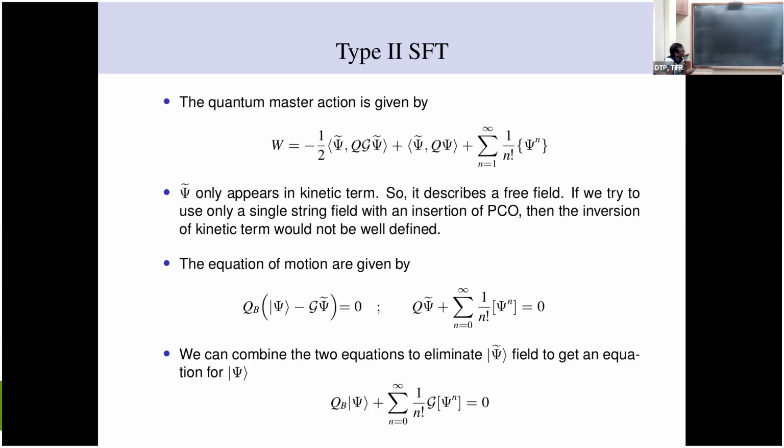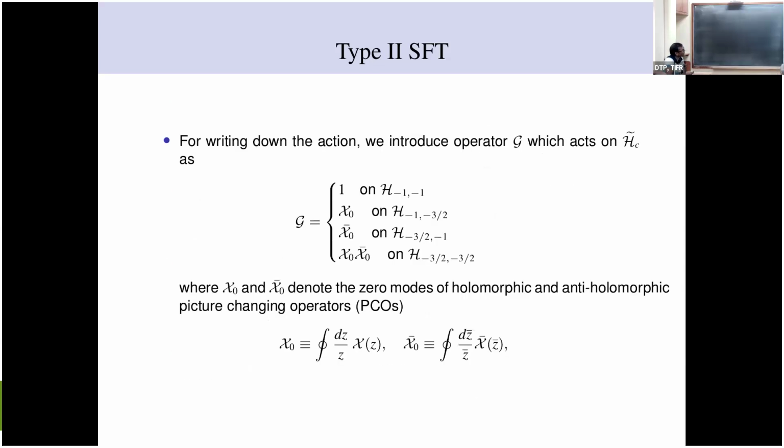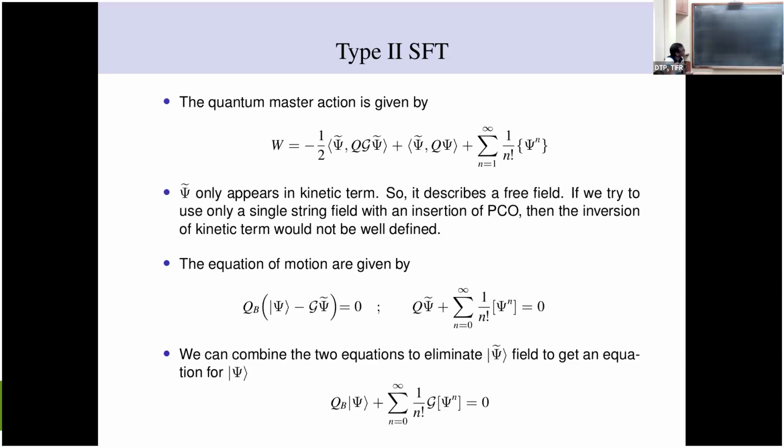Why not? Because it will involve the inverse of this picture changing operator G, and the inverse of this operator is not very well defined. G will have some zeros. In fact, before Ashoke constructed this, people had tried to construct the R sector by inserting the inverse picture changing operator, but that was not a very well defined object. If there are zeros, why don't we get infinity by integrating over the regions where it is zero?